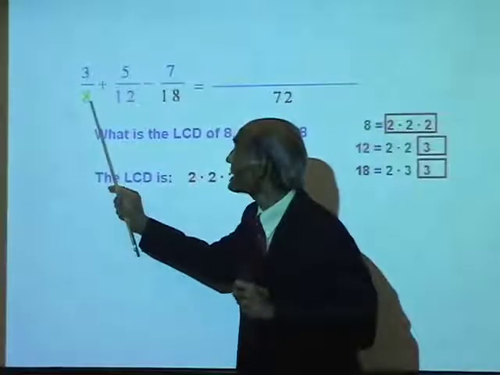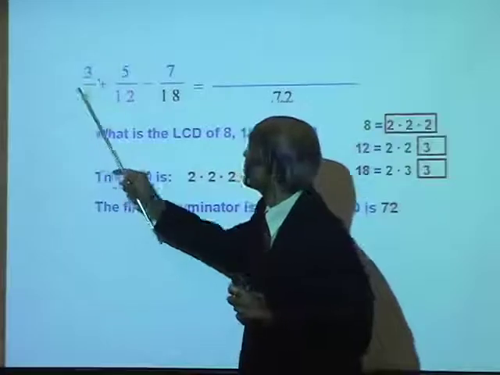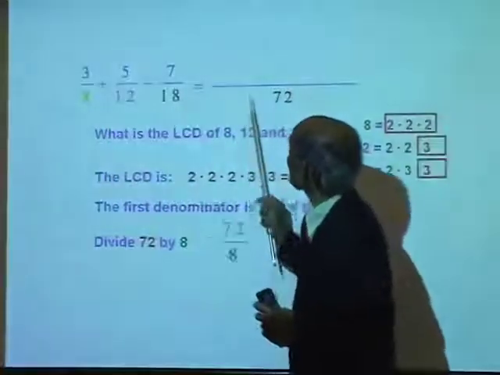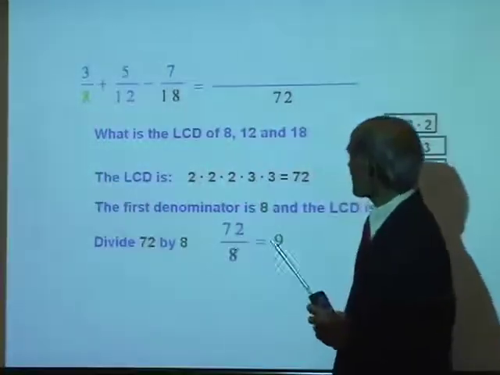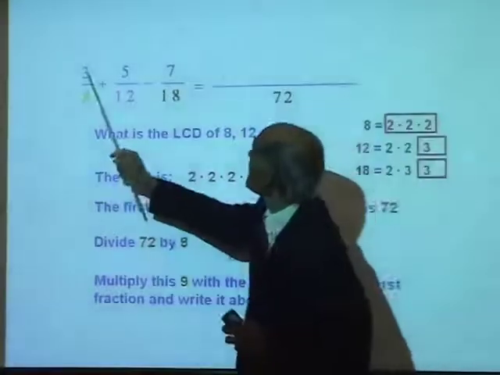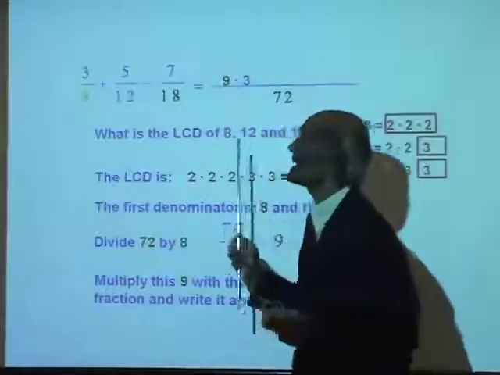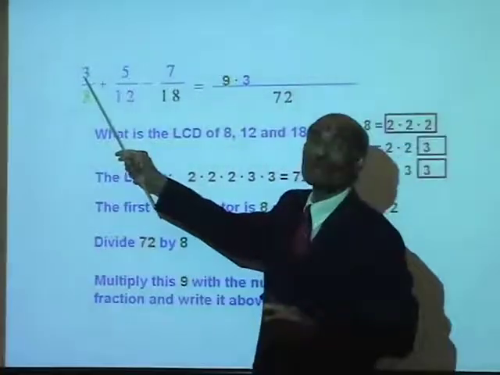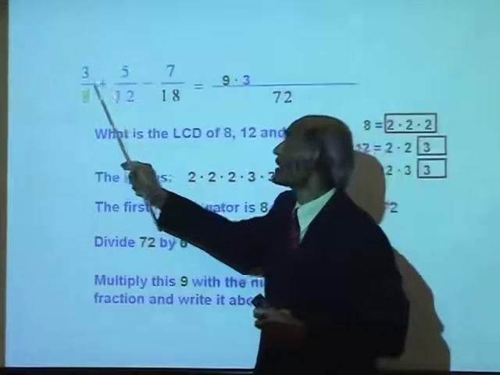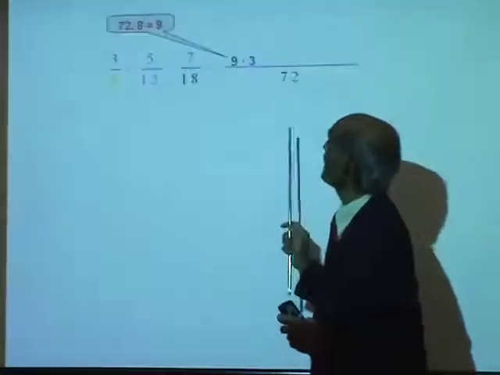What do we do with that 9? Multiply that with the numerator. So that will be 72 divided by 8 is 9. And multiply that 9 with this 3. 9 times 3 is our first number on the numerator. Follow that up with the plus sign. Alright, let's go to the next slide.